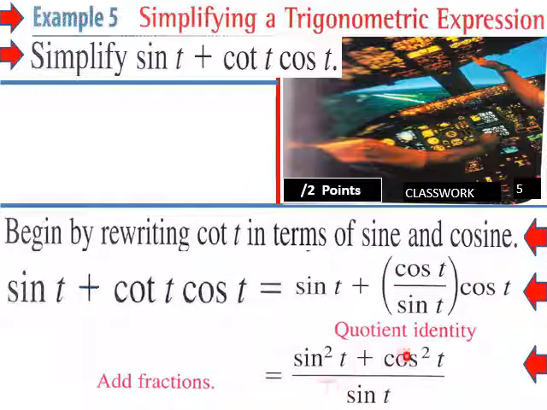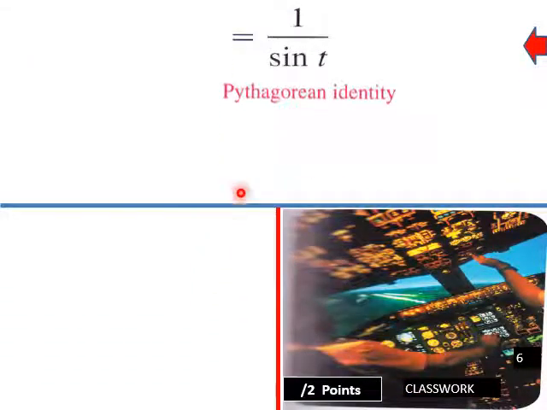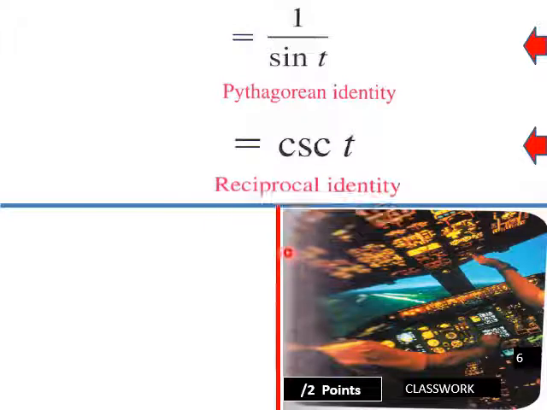Now we can add our fractions together, making our common denominator sine t. This becomes sine squared t plus cosine squared t over sine t. By simplifying further, using a Pythagorean identity, we get 1 over sine t. And 1 over sine t is cosecant t, by the reciprocal identity.